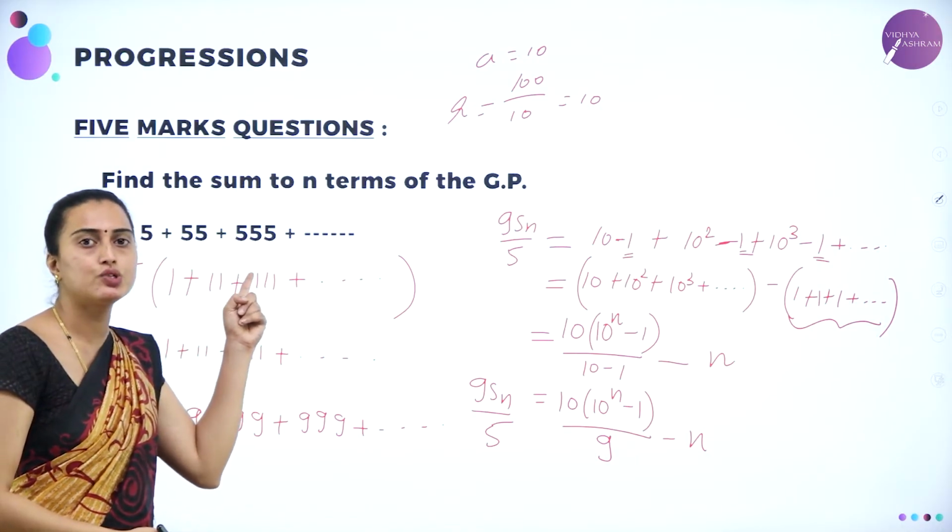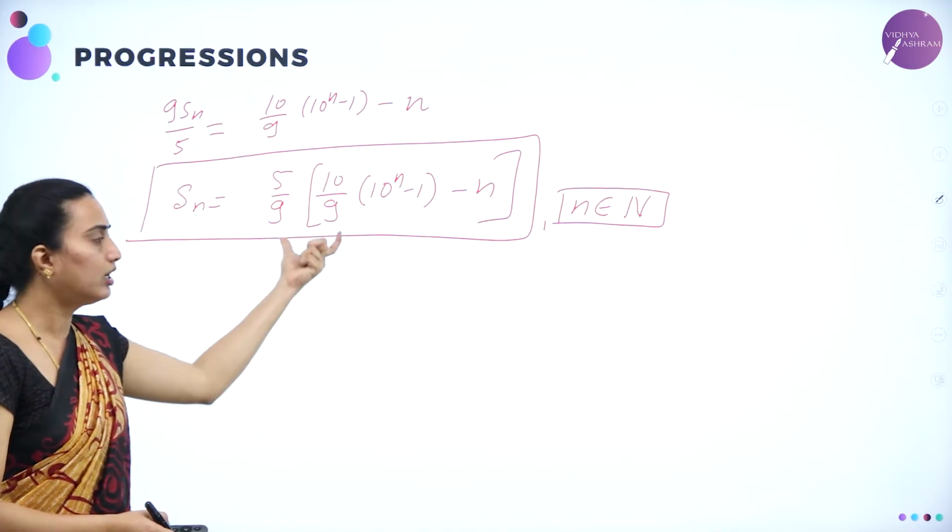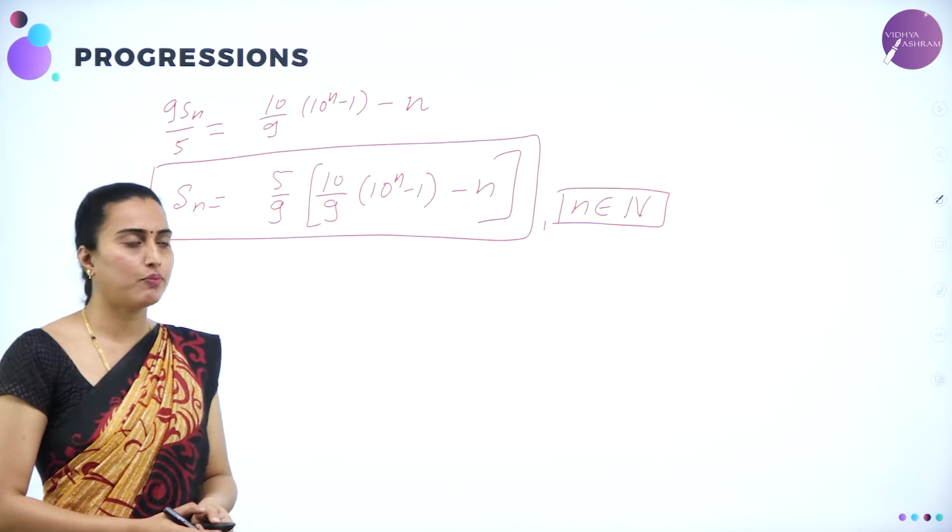Second term, obviously you should get it as 55. I hope you got this problem, how to solve. This is what? A Sn. We'll move on to the next problem, dears.